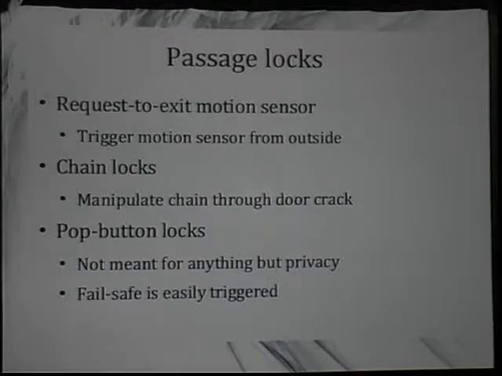But anyway, passage locks for the most part are not meant for anything except privacy. A lot of times you'll see these in conjunction with normal locks that can be locked and unlocked from both sides, such that when somebody's on the inside of something, they can maintain their presence as the only presence in the room.